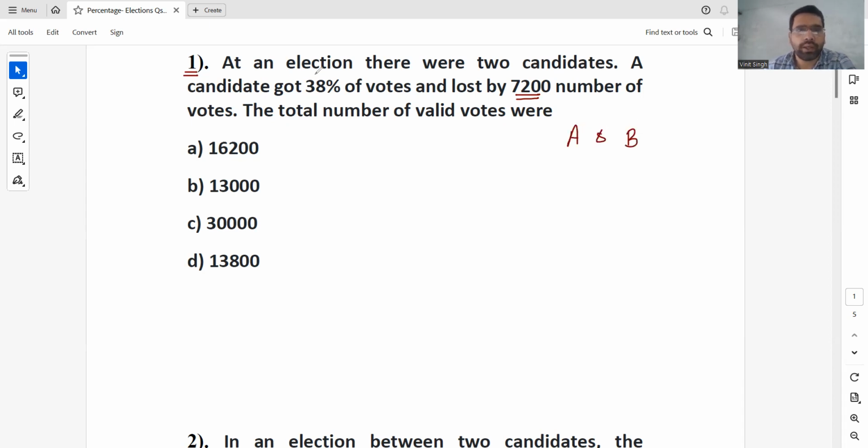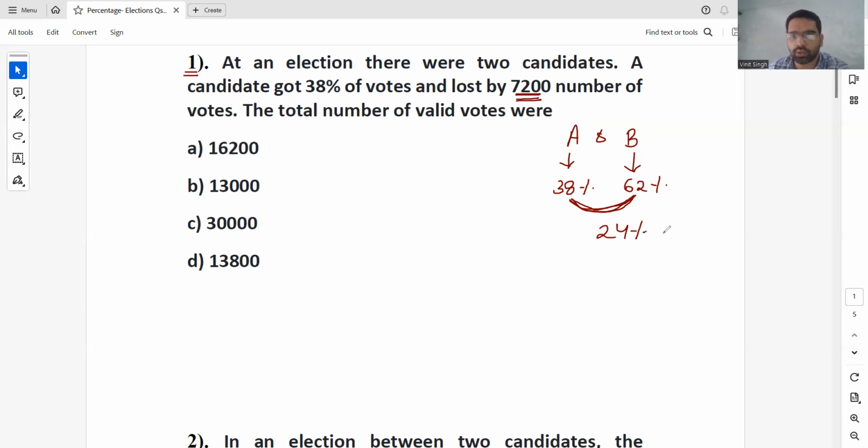A and B. Here in an election were two candidates. A candidate got 38% of the votes. So A is getting 38%. Now if A is getting 38% of the votes, then B will get 62% votes. And A got 38% and lost by 7,200 votes. Means A will get 38%, B will get 62. The difference of these two numbers is equal to 24%. 62 minus 38 is equal to 24%.